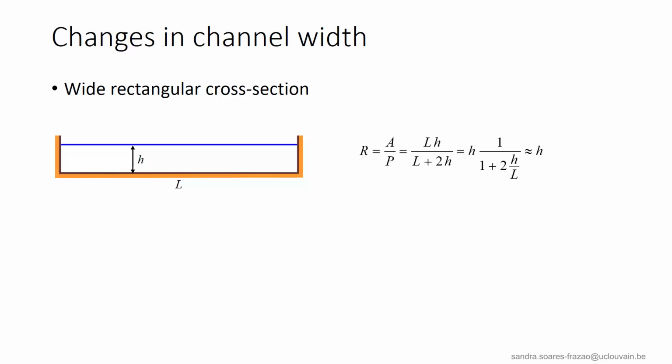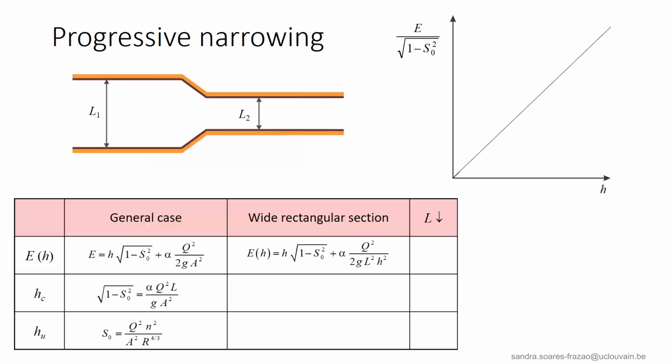If we assume a wide rectangular cross-section, as we already know, the hydraulic radius can be approximated by the water depth. This simplification will be useful to analyze the evolution of the parameters of the flow when the width of the channel changes. For example, if we consider a progressive narrowing as sketched here, where the width reduces from L1 to L2, we can analyze the evolution of the specific energy.